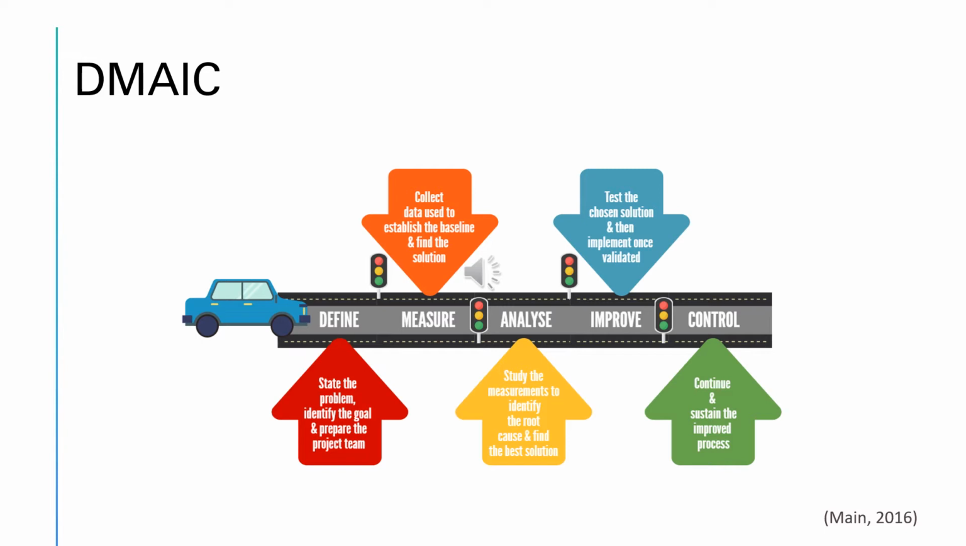Six Sigma uses the DMAIC process that has five different steps: define, measure, analyze, improve, and control. To do this, we need to state what the problem is, determine the goal, and prepare a team, collect the data used to establish a baseline and find a solution. Then we need to study the measurements to find the root cause and find the optimal solution. We need to be able to test the solution and implement if the test passed. Finally, they try to sustain the improved process.